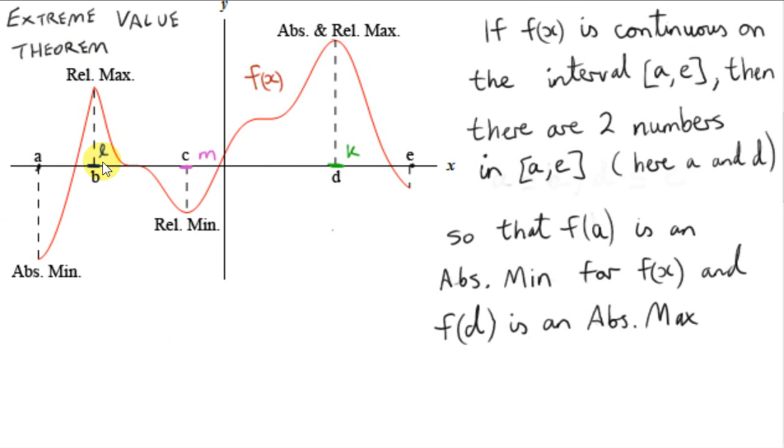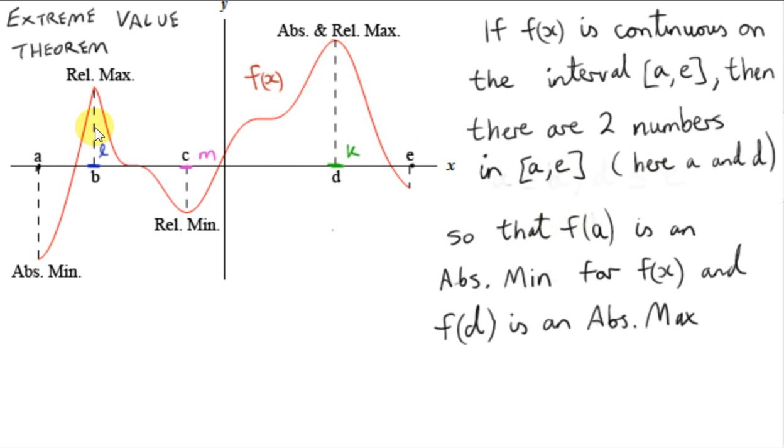Now let's look at what the extreme value theorem says, in particular in relation to this function f of x. If f of x is continuous on the interval a to e, which it is actually in this case, then there are two numbers in the closed interval a to e. Now, the two numbers are actually a and d for this closed interval a and e, but of course one of the numbers doesn't have to be an endpoint of the interval. It just so happens here that one of these two numbers is an endpoint of the interval. One of them is a. Anyway, one of them has to be an absolute min and the other one has to be an absolute max.